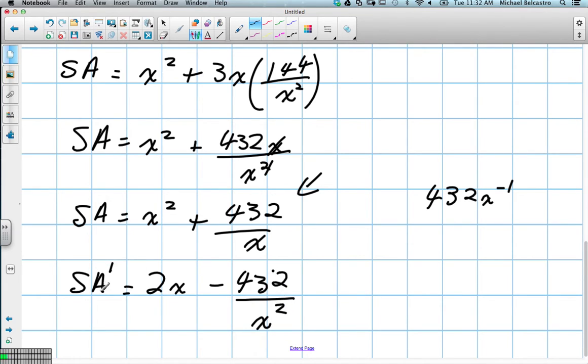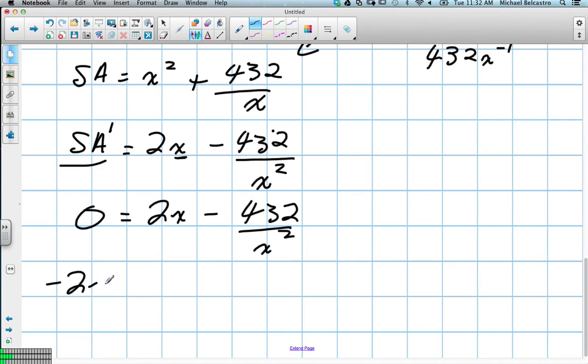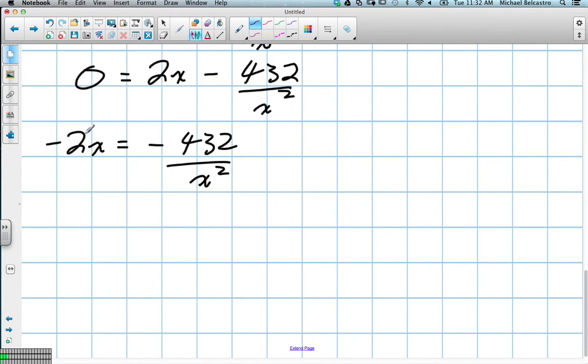So with this information now, remember whatever constant surface area was, when we derive it, it is technically the value of 0. So we're going to solve for when it is equal to 0. That will give us a high or low point on this equation. It's when the rate of change is 0. So we move our 2x, 432 over x squared. Move 2x to the other side, which will give us negative 2x is equal to negative 432 over x squared. Okay. I can multiply over, if I like, the x squared.